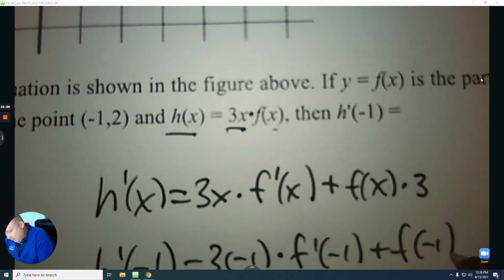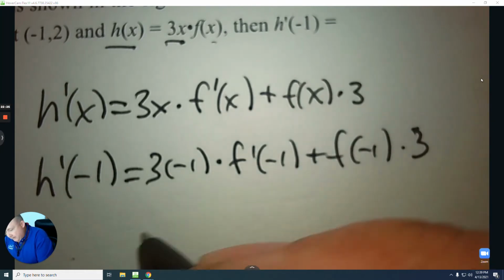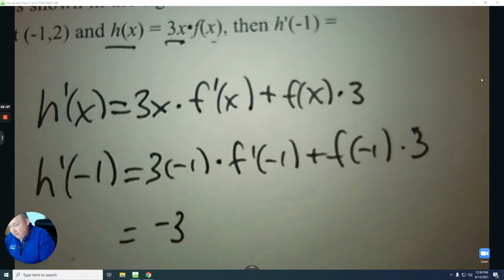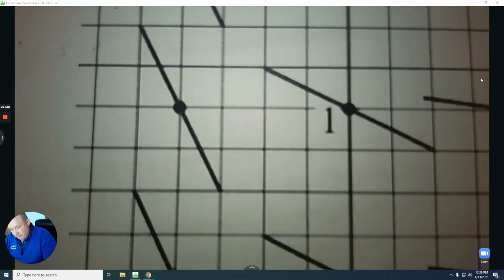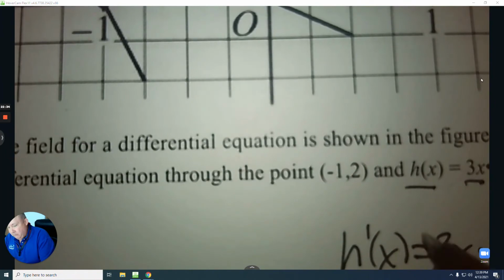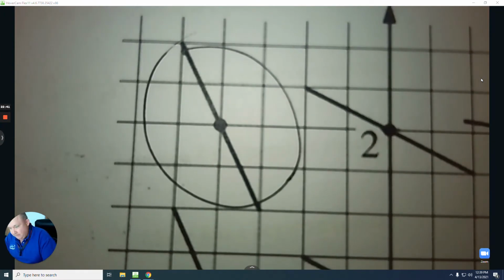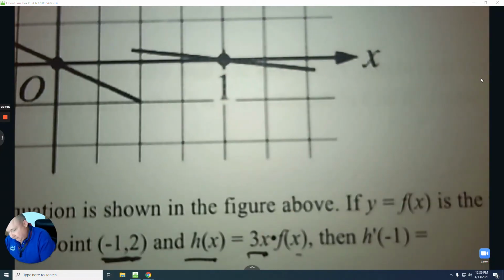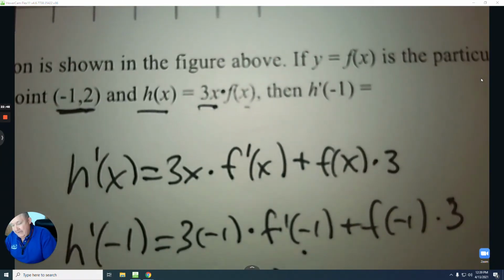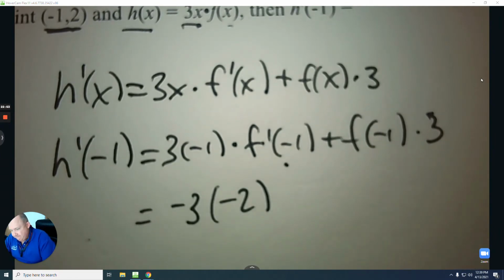So wherever there's an x, I'm going to put in negative 1. So 3 times negative 1 is negative 3. What's the derivative at negative 1? So if I go to the point negative 1, 2, right? So find negative 1 and 2. That's this one right here. What's the slope there? That's the derivative there. So down 2 and to the right 1. So it's negative 2. So the derivative at negative 1, you have to go to the point negative 1, 2 and find the slope there.